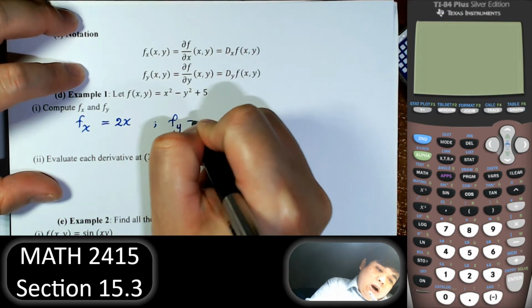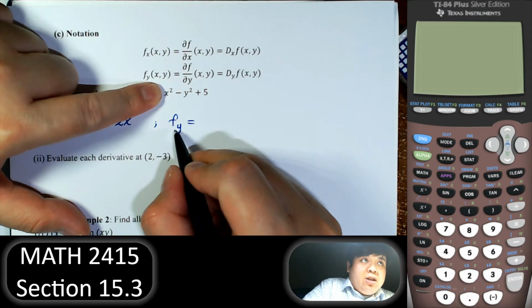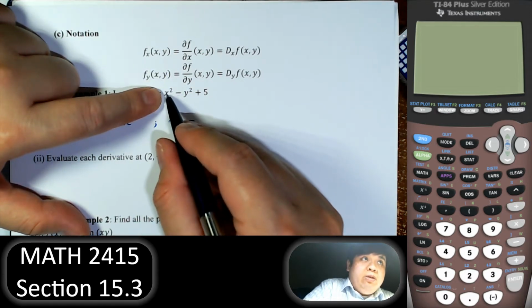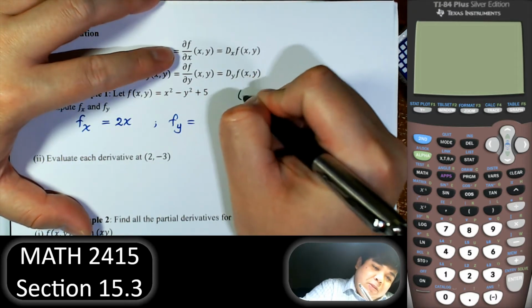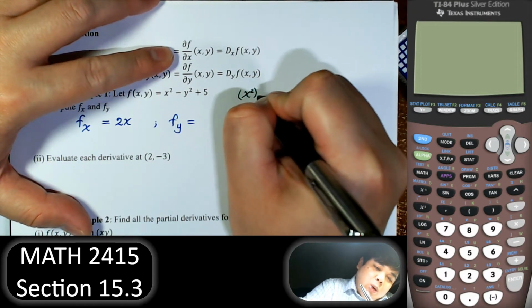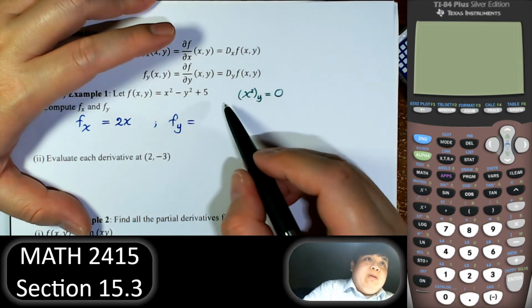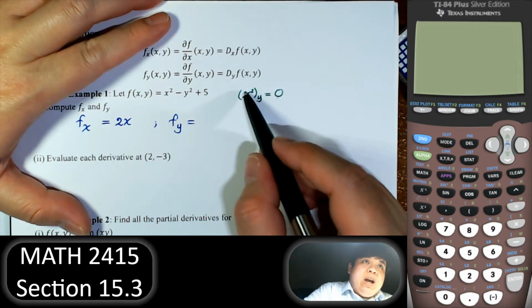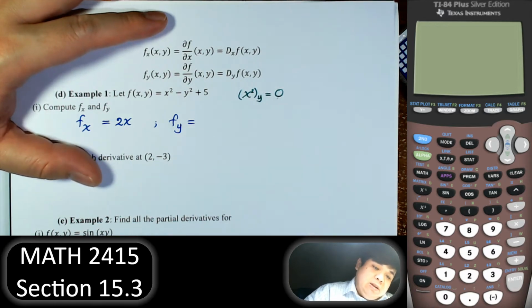Derivative with respect to y. x squared with respect to y is a constant. Derivative of a constant is 0. So the derivative of x squared is equal to 0. So we can even write it like this: the derivative of x squared with respect to y is equal to 0, because with respect to y, x squared is just a constant. Derivative of a constant is 0.